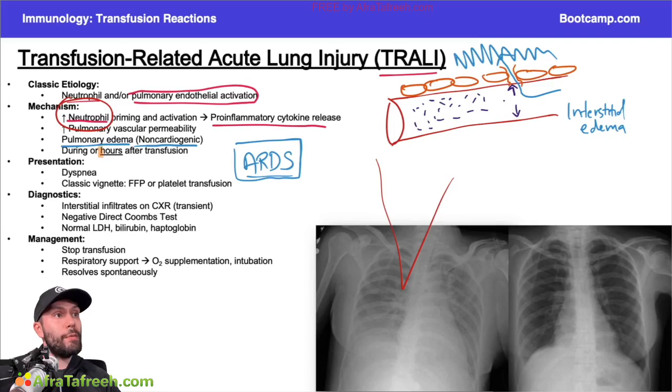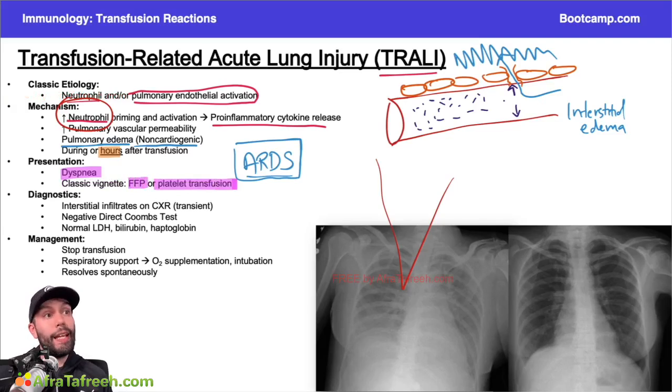Now, again, non-specific on the timeline. It could be during or hours after the transfusion, but what is the presentation? That's the key here. Remember, there's always something you have to tease out of the question that's going to distinguish it from the others. The key here is that these patients will be very short of breath. They might have increasing oxygen requirements. They become tachypneic, for example. And the classic vignette is going to be a patient that's receiving fresh frozen plasma or a platelet transfusion.